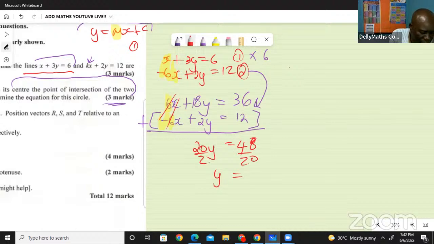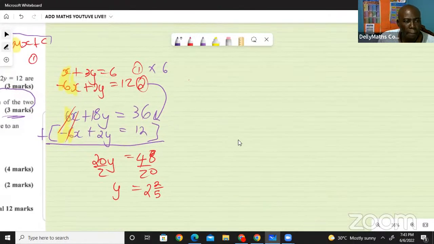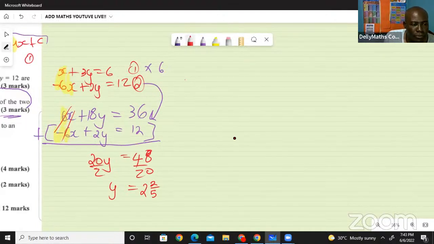Make sure we're not making any error. Double check with me. I'm getting 2.4, I believe it is correct. I get 2.4, or 2 and 2/5 if you cancel down. So I get 2 and 2/5 for that. I hope you guys are checking with me. So that is what I got for y, or 2.4.